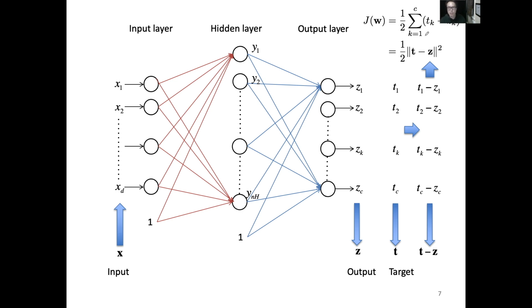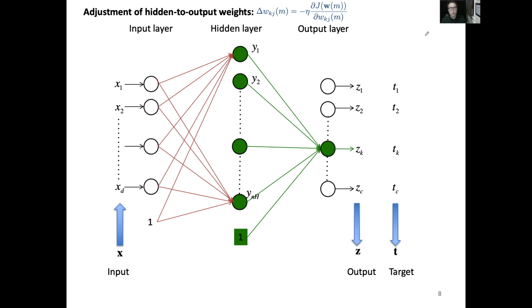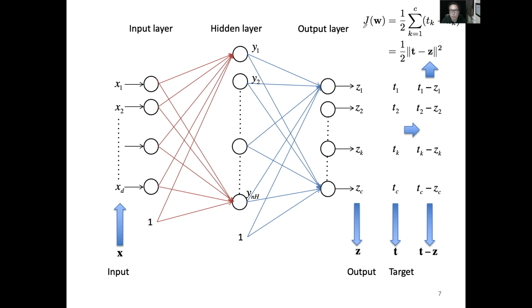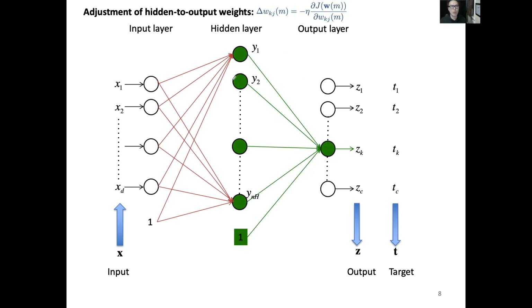and these two expressions are equivalent. Now, based on the training error, we are going to minimize J by adjusting the values of W in these two layers. The first one is the adjustment of the hidden-to-output weight. That means we are going to find W_kj, the connection weight in between the hidden layer and the output layer, W_kj.